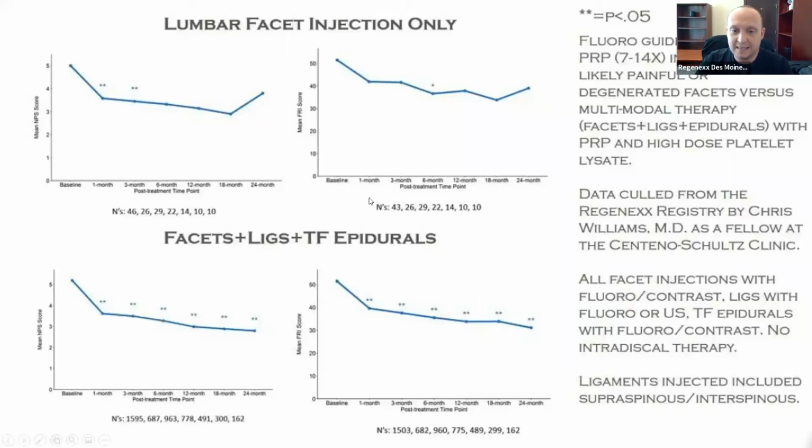And so you can see the numbers. This area where it says N, these are the number of patients that responded to our registry at each time point. And so for the lumbar facet or back joint only patients, we can see their improvement through here.